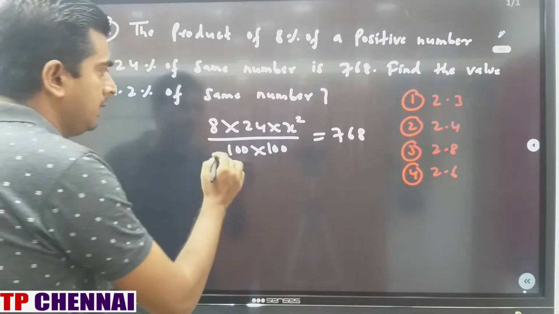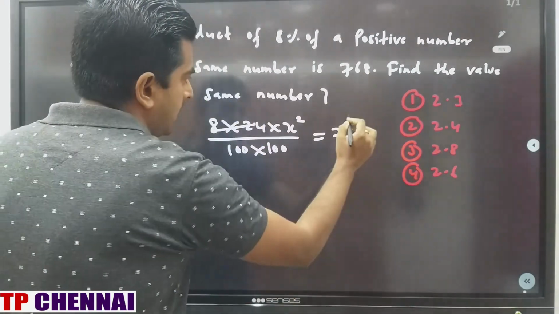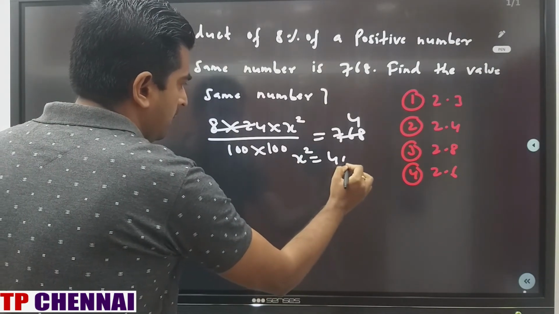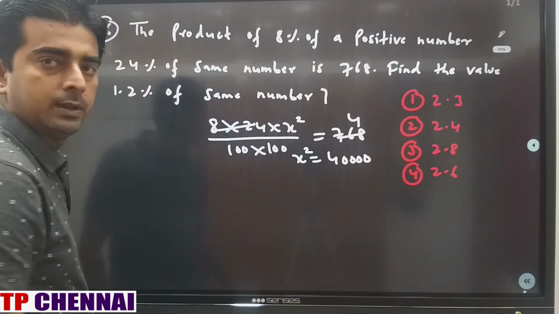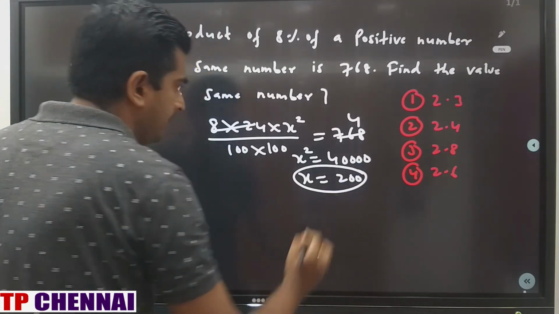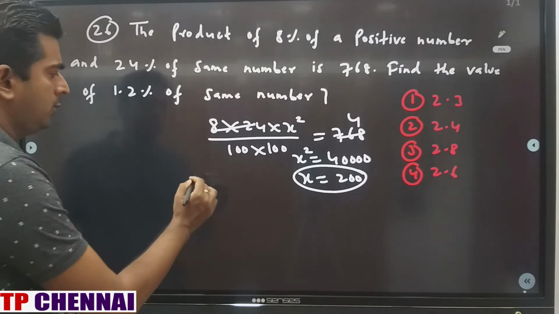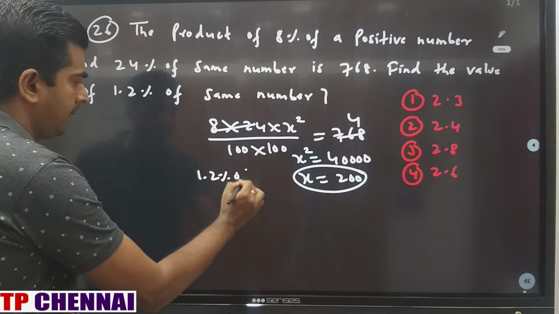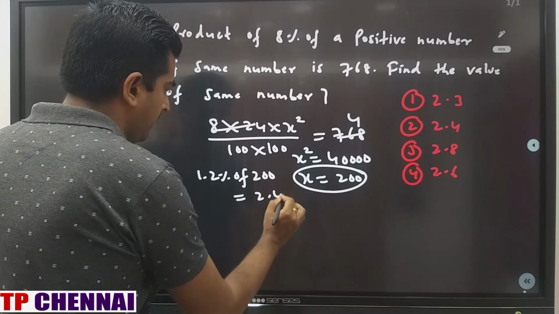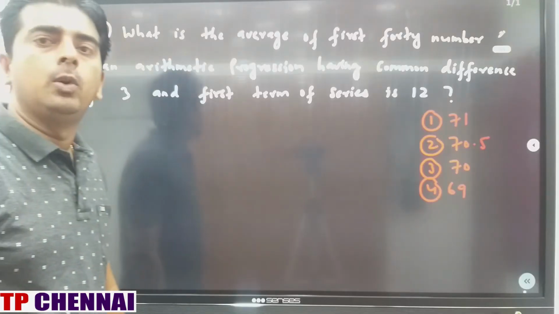768, right? This is 192. 192, how many times it will go? 4 times. So x square is equal to how much? 40,000. So x will be how much? 200. Now they are saying that find the value of 1.2% of 200? 2.4. My answer is 2.4, which is second option. So I hope you are clear with previous question.